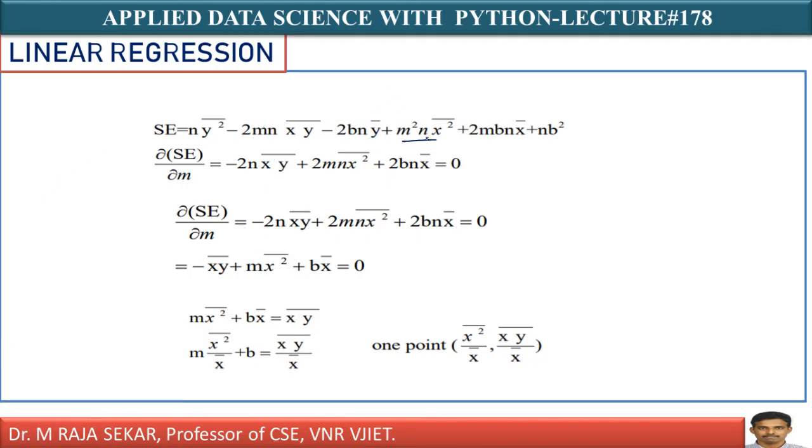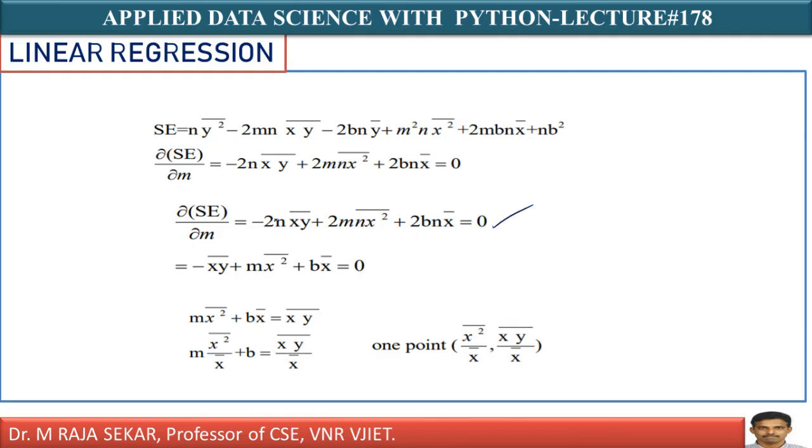What about this one? With respect to m, nx square whole bar is constant, but m square, I will get 2m. If I differentiate with respect to m, I will get 2b nx bar. If I differentiate with respect to m, this is constant, that is 0. Therefore, I must equate it to 0. That's why I am equating this, dou SE by dou m, to 0.